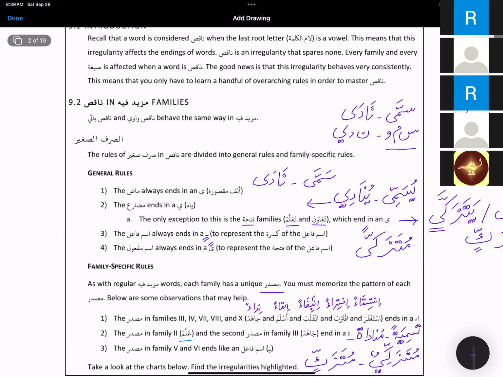Or even in nada, so noon, dal, and ya are the root letters, which makes it Naqis yai, right? But when we take it to Madi, what's going to happen? This ya is going to be replaced with alif maksura. So it will become nada.